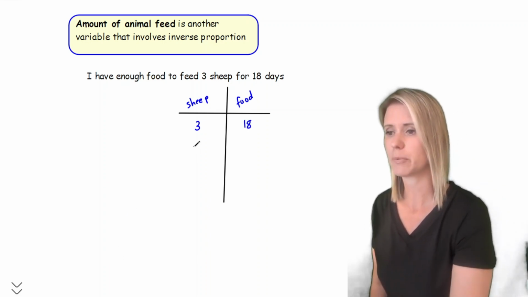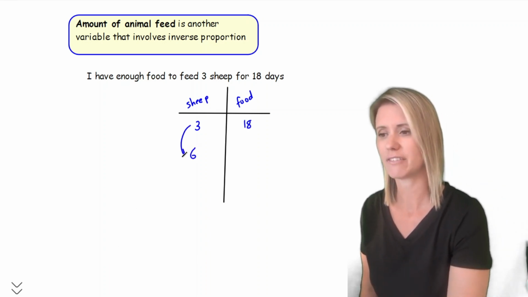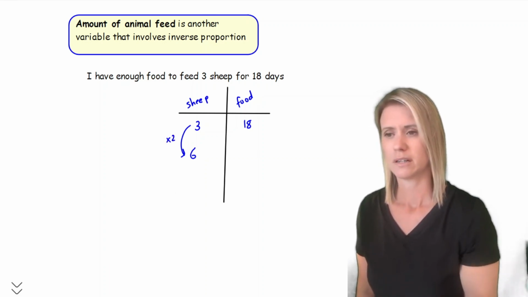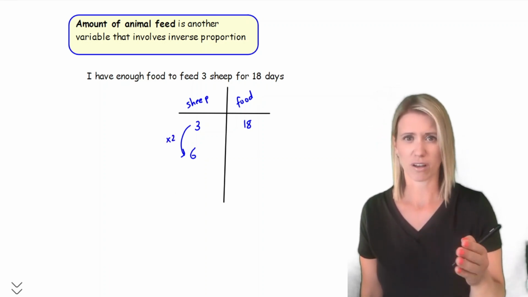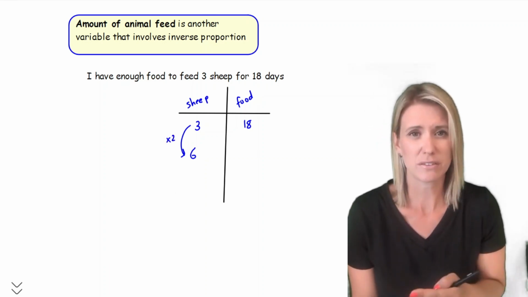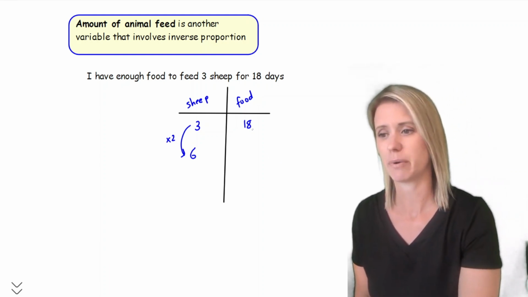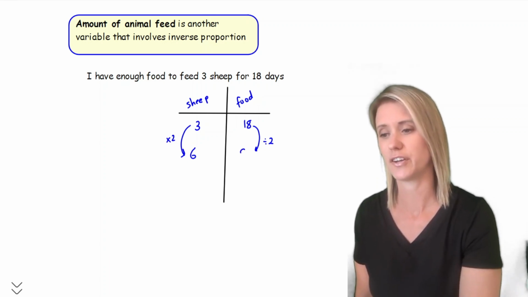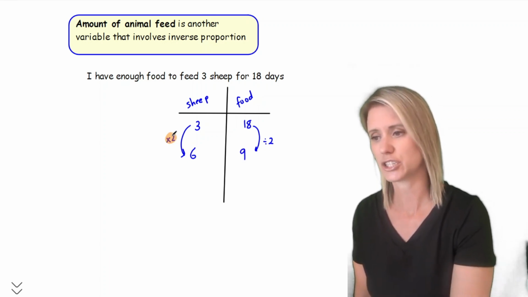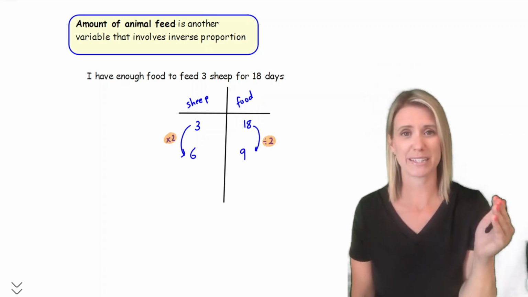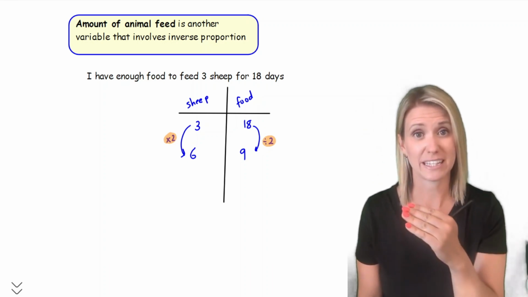Now, if I double my number of sheep, let's say I've now got 6 sheep. Is the number of days I've got going to increase or decrease? Well, the sheep are eating more food, so it's going to decrease. It's going to divide by 2. We're going to be halving it. So we now have enough food for 9 days. Once again, just showing that if something's being multiplied by 2, the other side we're dividing by 2.